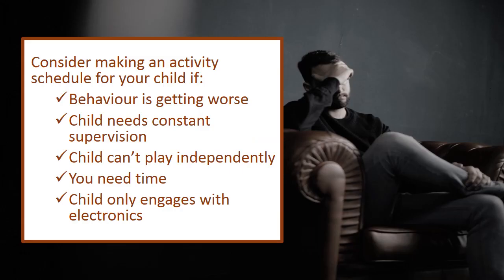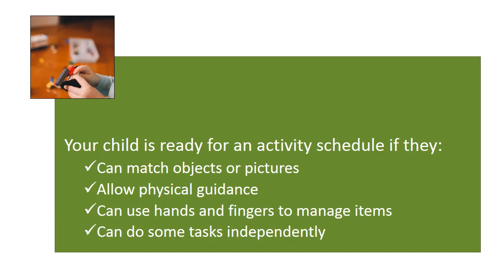You might consider making an activity schedule for your child if problem behavior seems to be getting worse day by day, your child needs to be constantly supervised or entertained, or does not have the skills to play on their own, other children or tasks need your attention, or your child only engages with electronics such as TV, iPod, computer, and so on. Your child is ready for an activity schedule if they can match objects or pictures, will allow someone to physically guide them to do a task, can use hands and fingers to manage items, and can do some simple or brief tasks and activities without help from others.